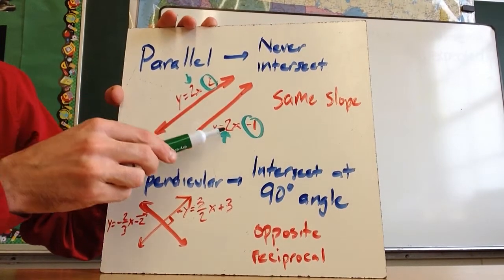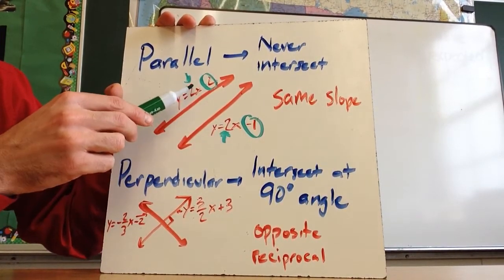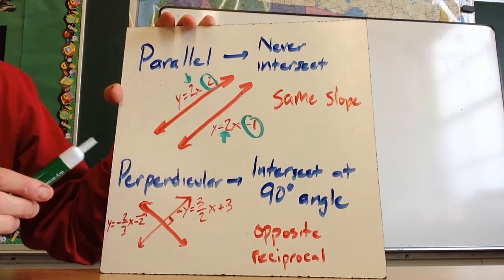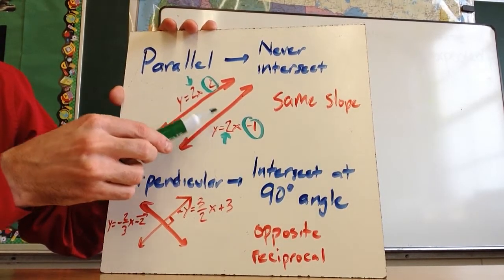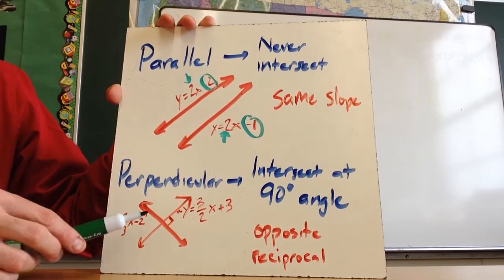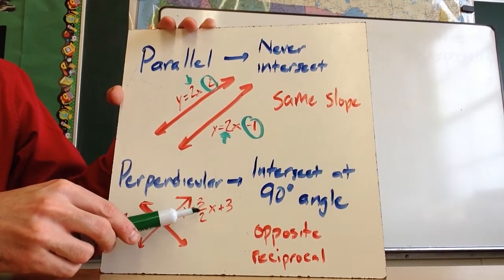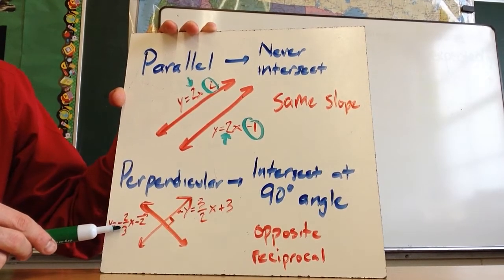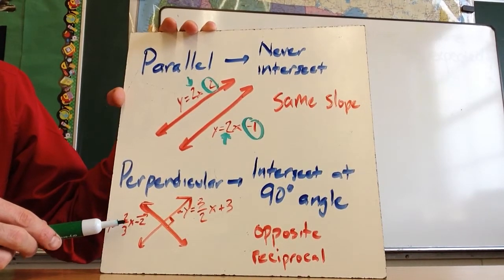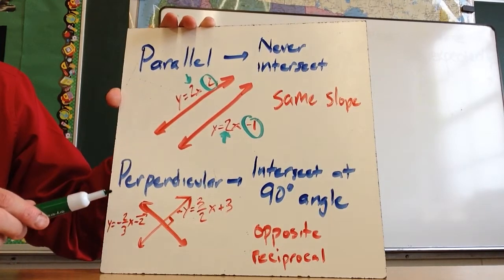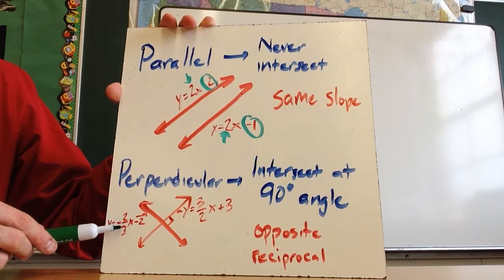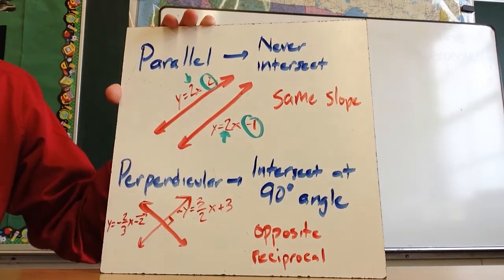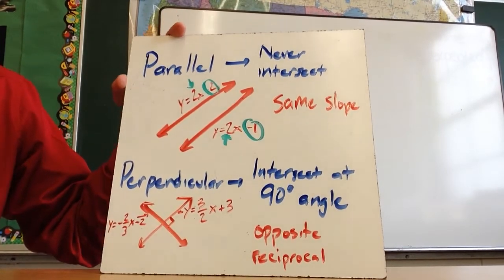But keep in mind that these slopes would have to be identical. So if this were a 2 and this were a negative 2, they are not identical, so they are not parallel. But because these are both 2, they are parallel. These, same thing, have to be opposite reciprocals. So this is 3 over 2. If this was 2/3, not negative 2/3, these lines would not be perpendicular. They would intersect, but not at a 90-degree angle. But because this is negative 2/3 and this is positive 3 halves, these two lines would be perpendicular.